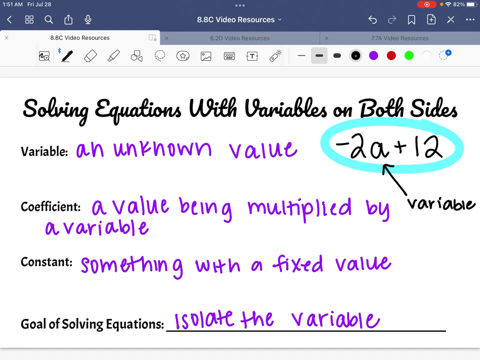A coefficient is any value that is being multiplied by a variable. And so my variable a is being multiplied by the value of -2. So the whole value of -2 is our coefficient.